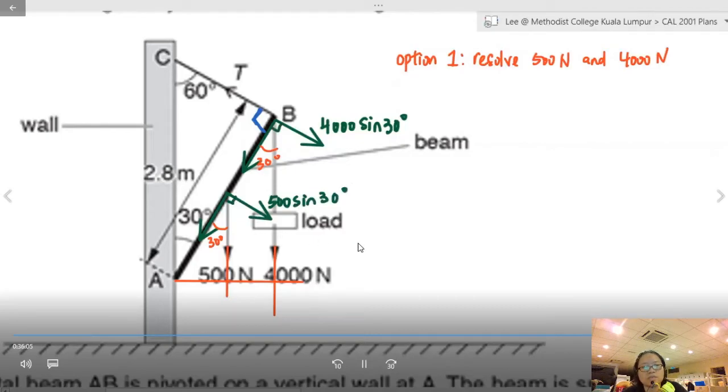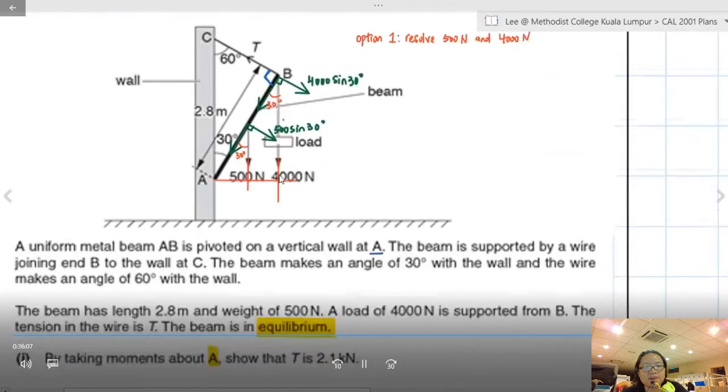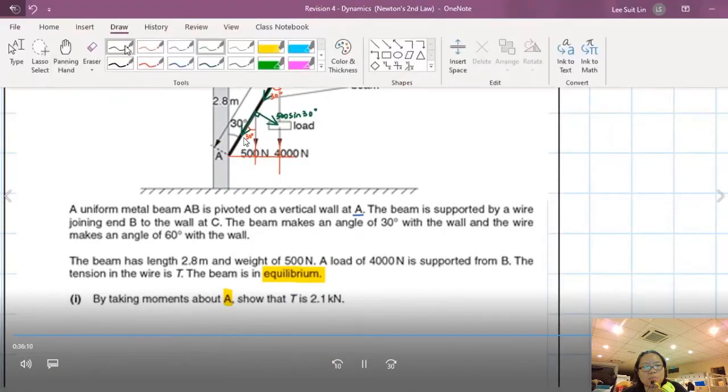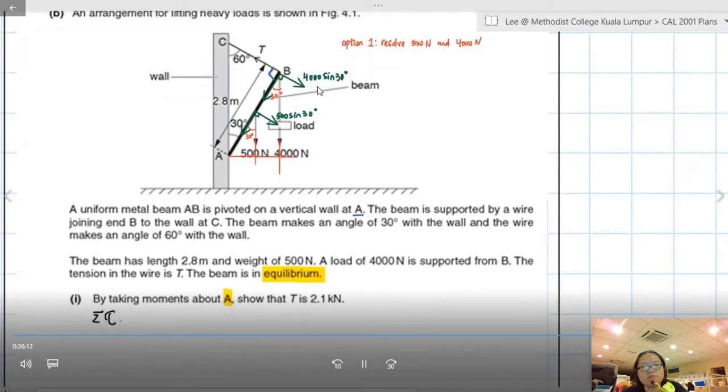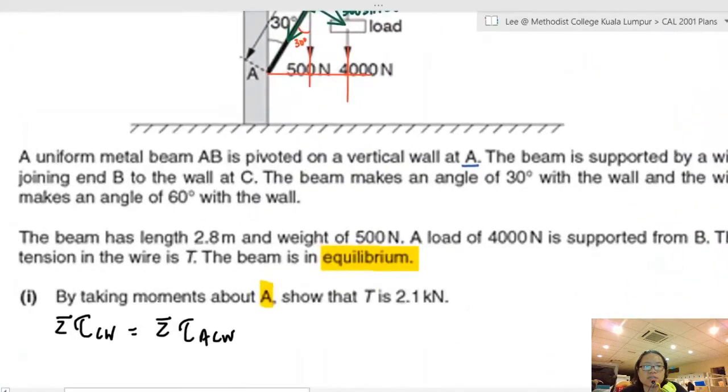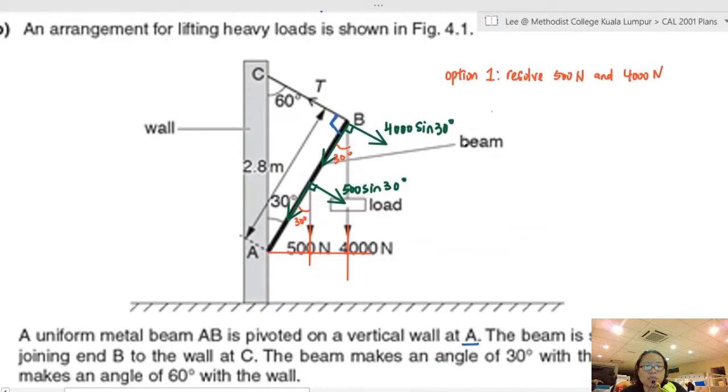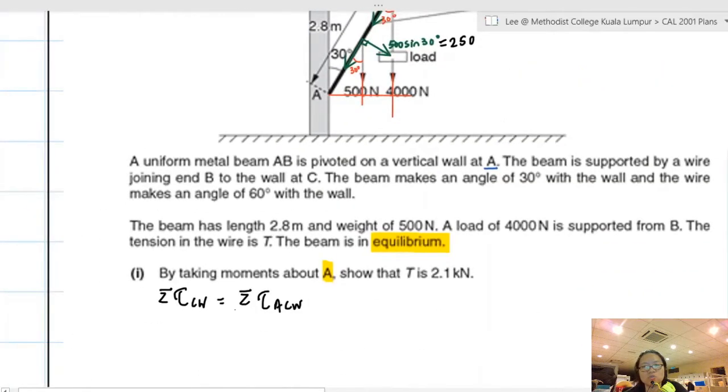Okay, 90 degree, which is why we can do 500 sine 30 multiplied by 1.4 and 4000 sine 30 multiplied by 2.8. So we can now use clockwise is equal to anti-clockwise. Both 500 and 4000 sine 30 will turn the bar clockwise. Tension would be anti-clockwise. I'm just going to write the actual value because I already know 250 and 2500.